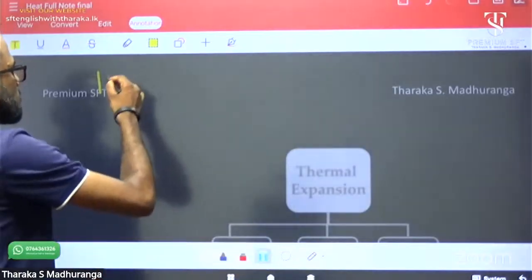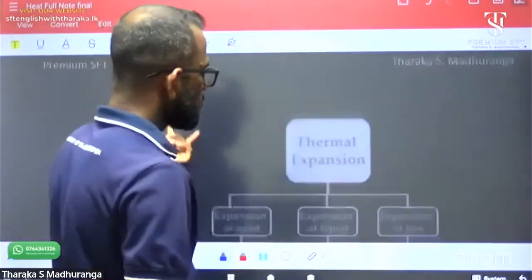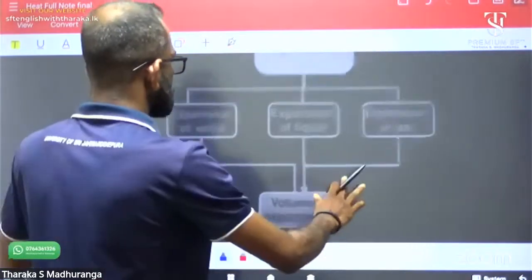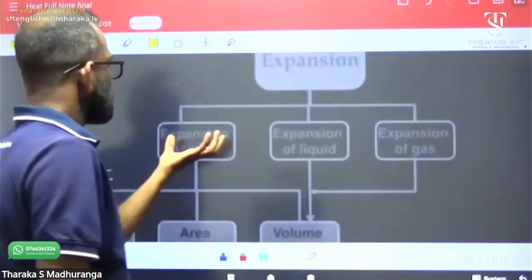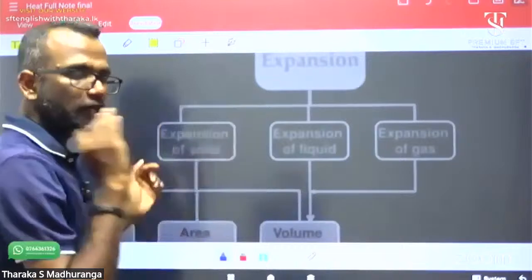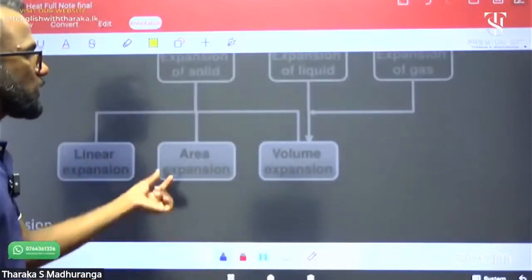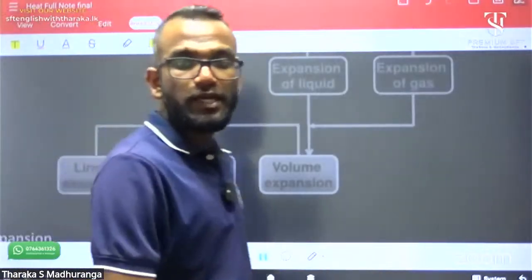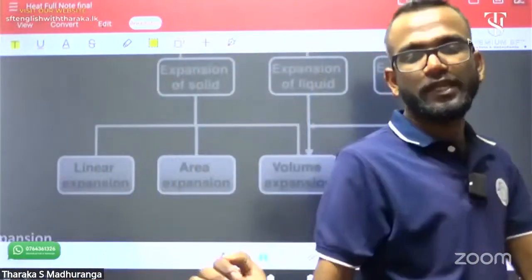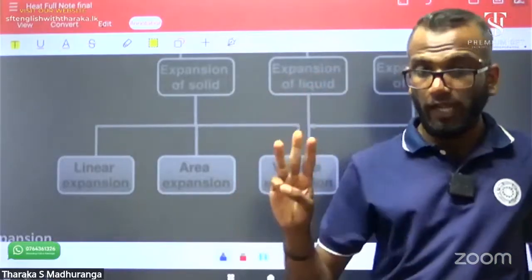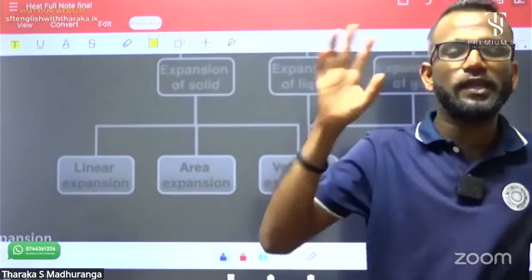Okay, this is a summary. Thermal expansion: solid expansion, liquid expansion, and gas expansion, mainly three types. If you take solid expansion, again we can categorize it into three types. That's very important. Solid expansion, again three types.